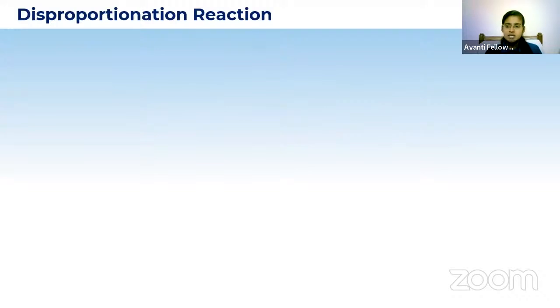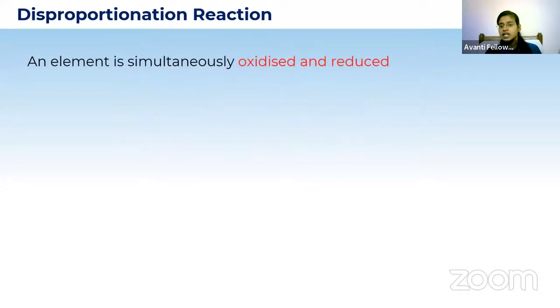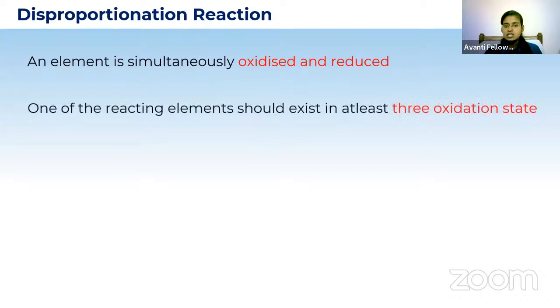So what is disproportionation and what will happen in this reaction? Usually an element is simultaneously oxidized and reduced. One element will undergo oxidation as well as reduction, in a simultaneous manner. Got it? We may have more than one reactant, right? One of the reacting elements should exist in at least 3 oxidation states in this reaction. Let me give you one example.